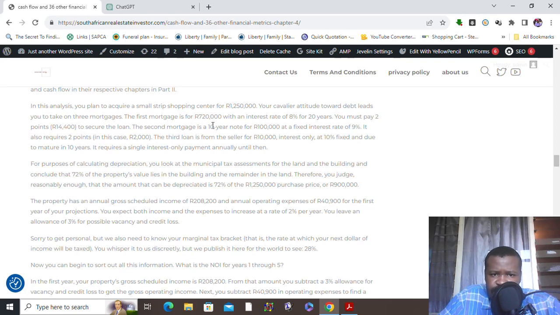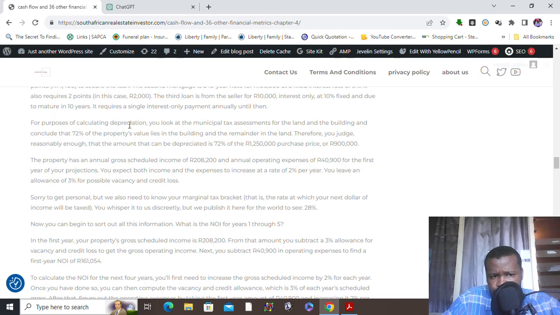The second mortgage is a 10-year note of 100,000 Rand at a fixed interest rate of 9%, and it also requires 2 points of 2,000 Rand. The third loan is from a seller of 10,000 Rand at an interest rate of 10%, fixed and due to mature in 10 years. It requires a single interest payment annually until then.